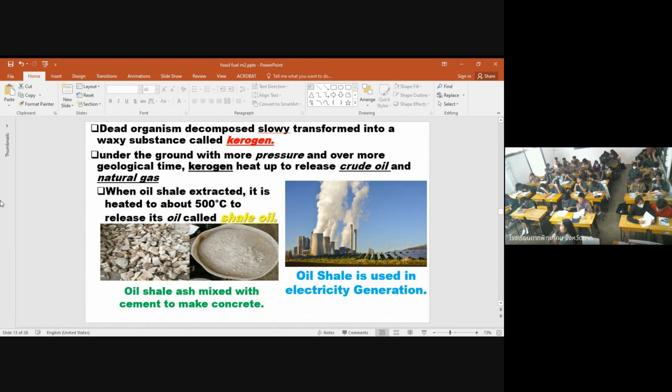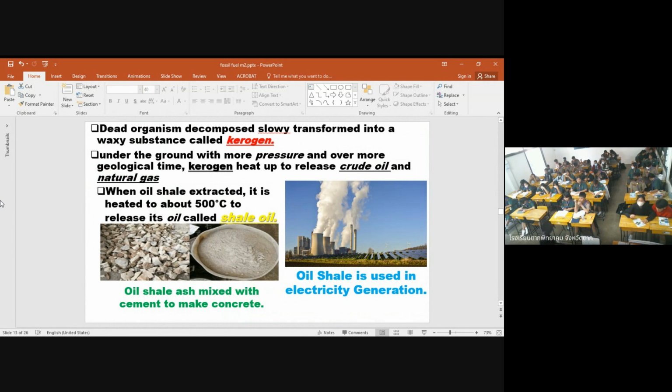When oil shale is extracted, it is heated to about 500 degrees Celsius. Imagine it is very hot. It is heated to release oil called shale oil. Some of the oil shale has been ash. Do you know what ash is? Have you seen ash?